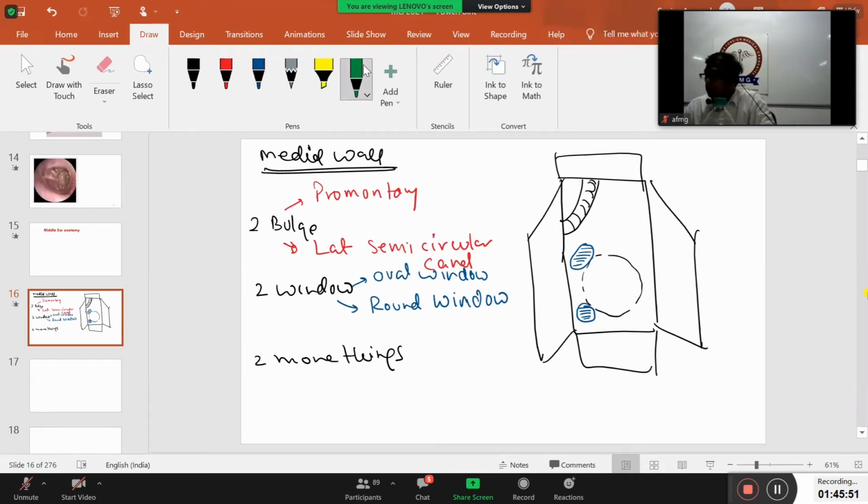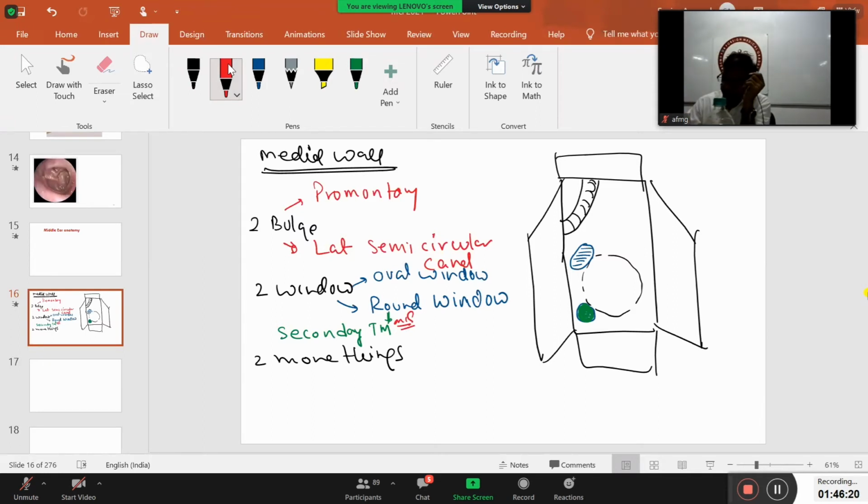Now, the round window, the lower one, is covered with a membrane. And they ask you what membrane is this. Round window has a membrane called secondary tympanic membrane. Now this is a very important MCQ. The fact that round window is covered by a secondary tympanic membrane is a very popular MCQ. Try and remember this.